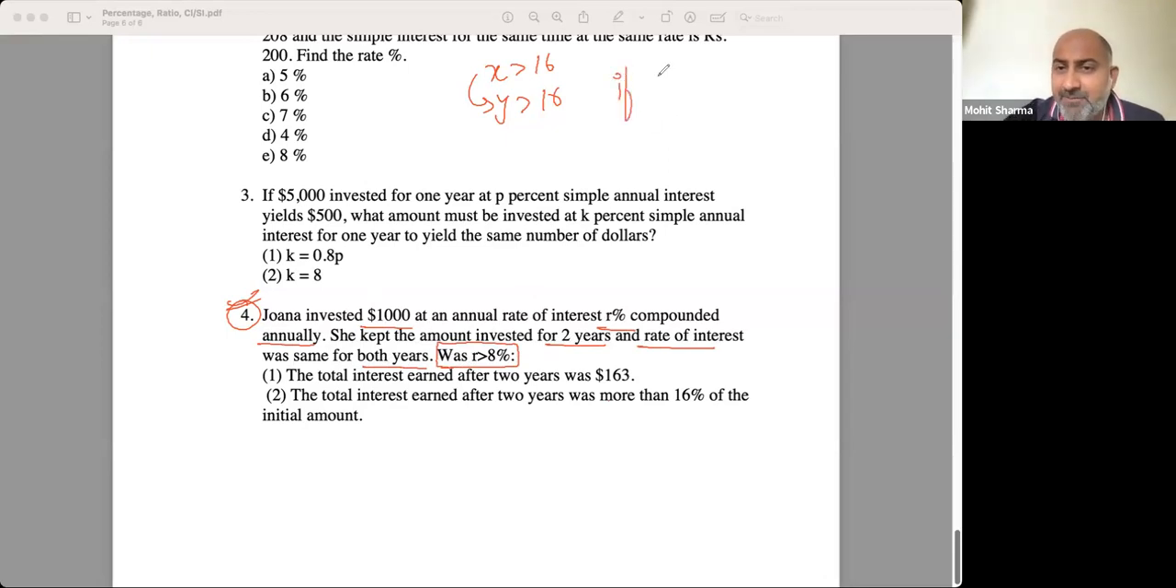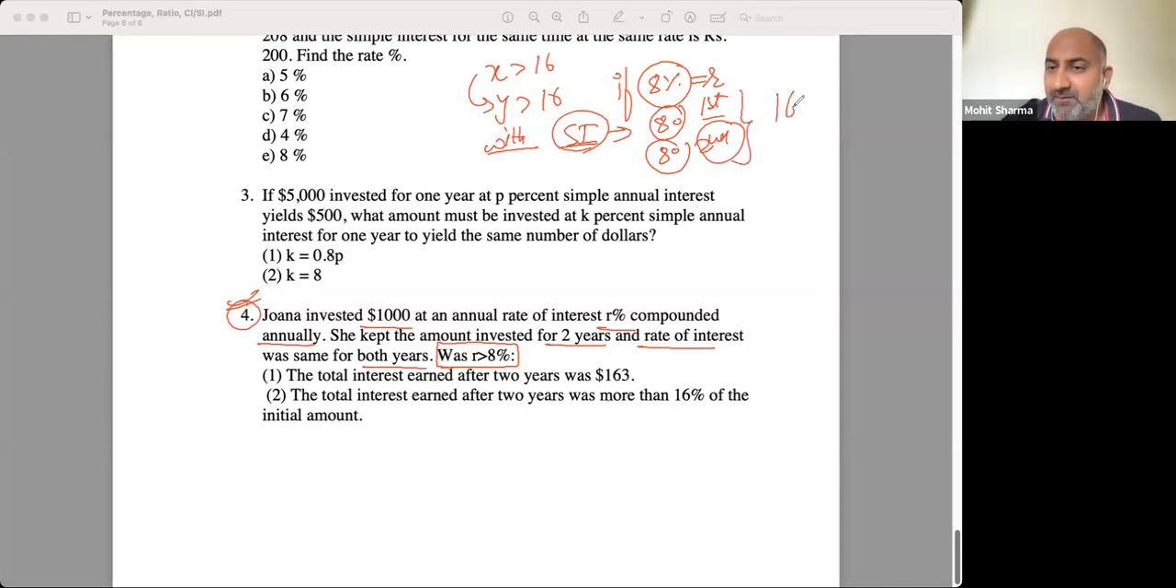See, if the rate of interest is 8%, then with simple interest we'll get 80 rupees in the first year and 80 rupees in the second year. So for 2 years, with simple interest, the interest amount would be 160. For compound interest, the interest for the second year would be slightly more, so the interest for 2 years would be slightly more than 160. How much more, we don't have to calculate actually.